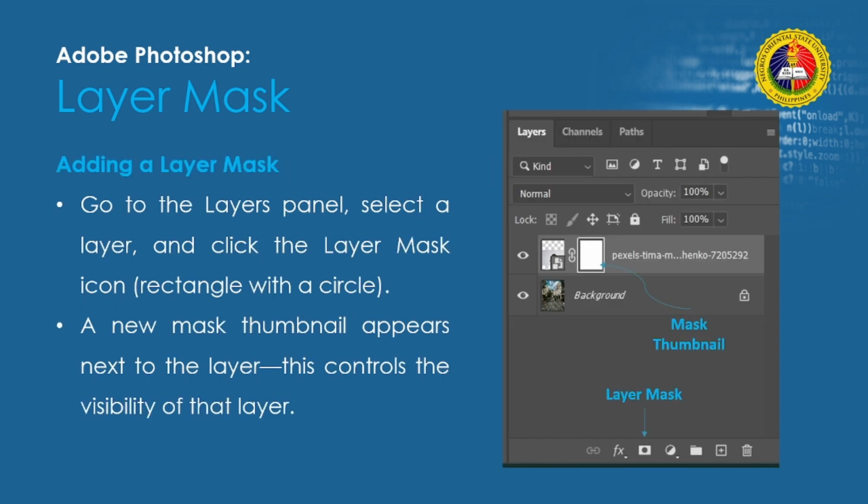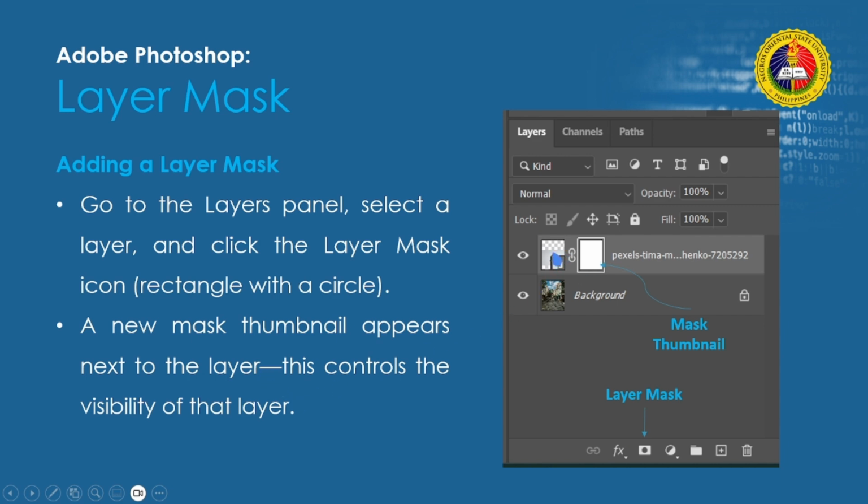So the easiest way to create a layer mask, first step that you're going to do is to go to the layers panel, select a layer, and then click the layer mask icon. The layer mask icon is going to be like this. It's a rectangle with a circle in the middle. And then a new mask thumbnail appears next to the layer. This controls the visibility of that layer.